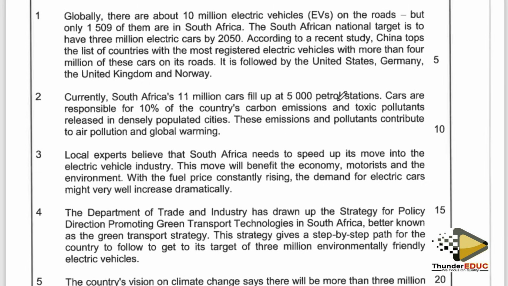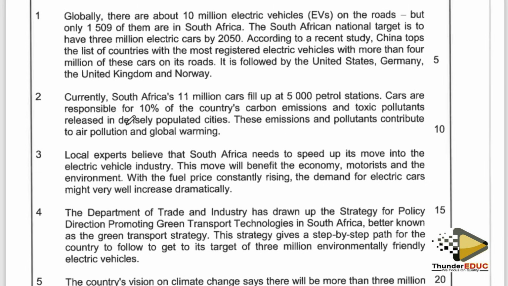So, our question asks that we quote. Please, when you are quoting, remember to put quotation marks because it's an instruction when they say quote. The question said quote two consecutive words which show that there are too many inhabitants in some areas of South Africa. Densely populated.